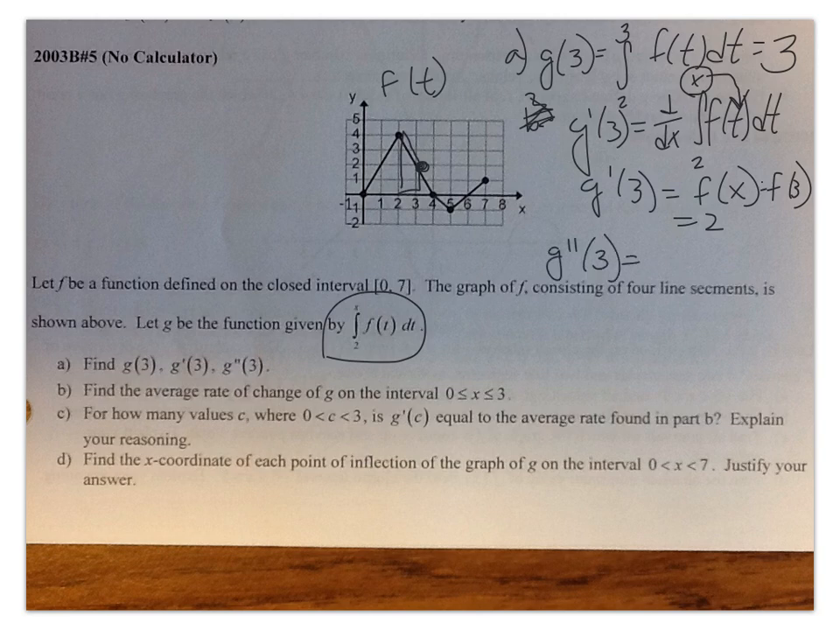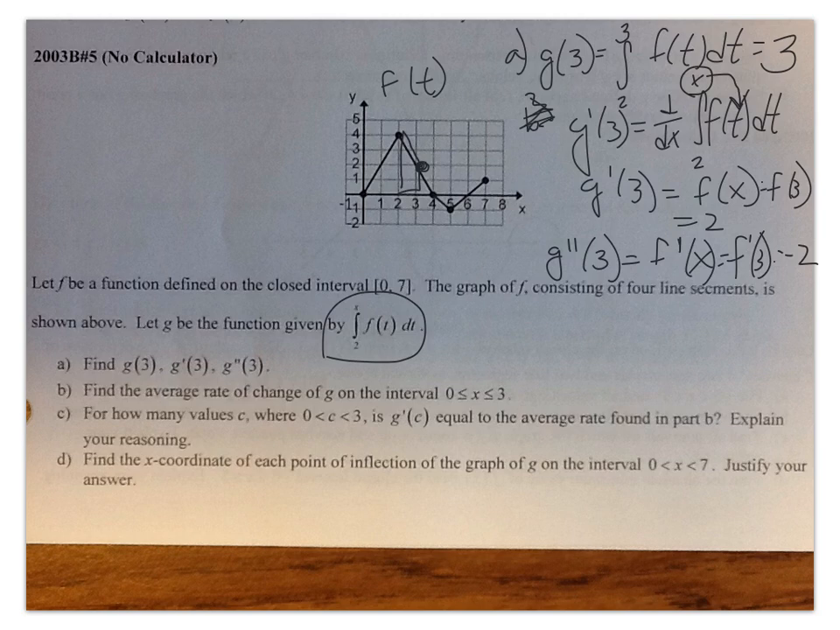And last, g double prime of 3. Well, if g prime of 3 is f of x, then g double prime of 3 is going to be the derivative of f of x, which would be f prime of x. And so f prime of 3 is talking about what is the slope of this graph when x equals 3. So that's rise over run. Down 2 to the right 1 is what we're doing here. You could use your slope formula if you wanted to, but that slope is -2. So there's your 3 answers for part A.